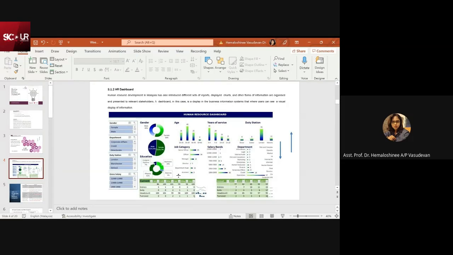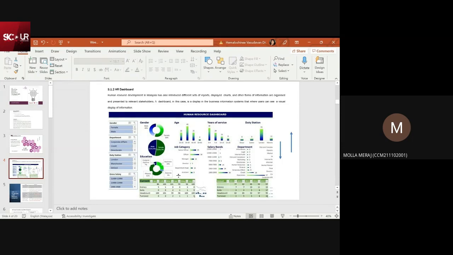So education and job categories means they are showing each employee categorized into which education. Maybe five of them are degree holders, master holders, PhD holders, like that. Job category means the jobs that are already advertised, and then they recruit the staff. So they have a category for senior officer, 10 employees. For officer, 10 employees, like that. Now, understand?